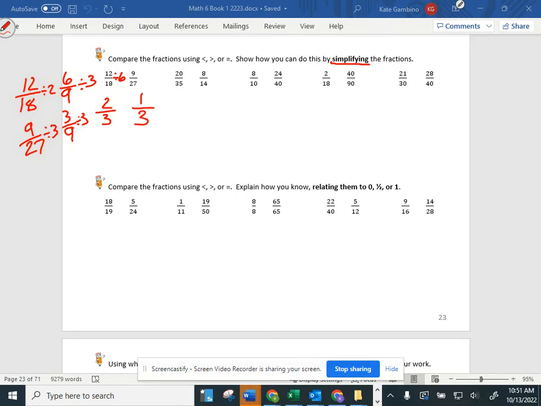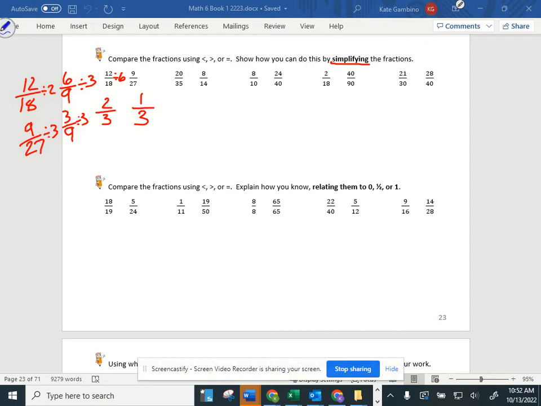What would have been my greatest common factor if I wanted to divide it just one time to simplify? Because I had to simplify it twice. 9. If I divided it by 9, I would have only had to simplify that one time.